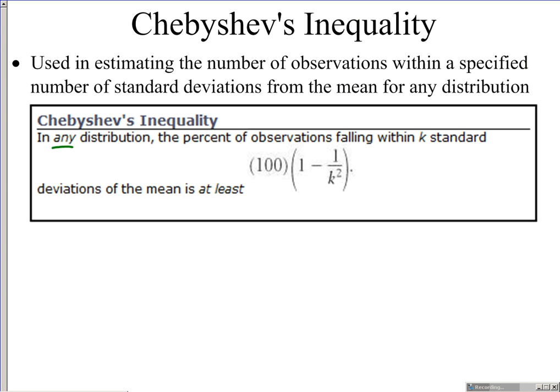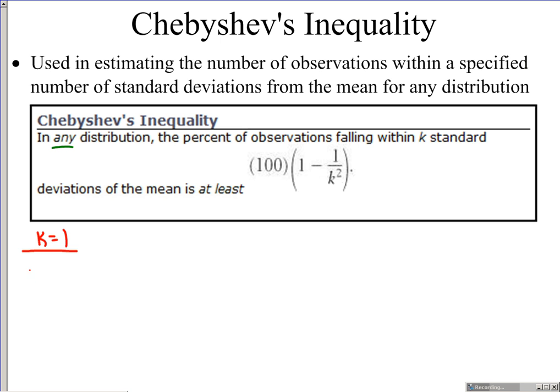So regardless of whether it's skewed left, skewed right, or symmetric, we can find the percent of observations falling within k standard deviations of the mean using this formula. And because this is a formula that works with any shape of distribution, you can imagine that it's not quite as accurate as the empirical rule, for instance. So let's say the first thing we want to find is for k equals 1. When k equals 1, Chebyshev's inequality tells us the percent of observations that fall within one standard deviation of the mean is at least this value.